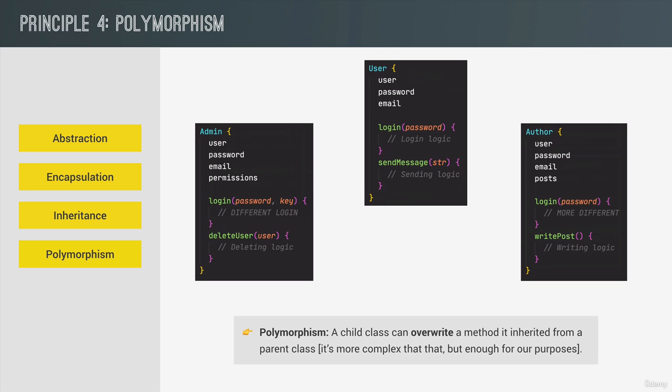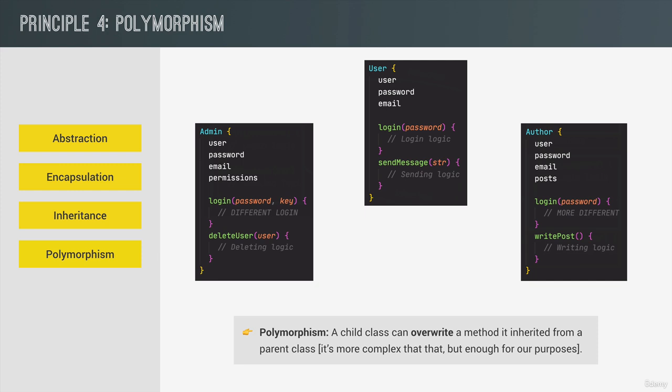Okay, and finally, the last principle is polymorphism. And polymorphism sounds a bit weird, which is because it comes from Greek, where it literally means many shapes. Now, in the context of OOP, in simple terms, polymorphism means that a child class can override a method that it inherited from a parent class. And here are our user and admin classes again. But now we also have a third class, which is the author.